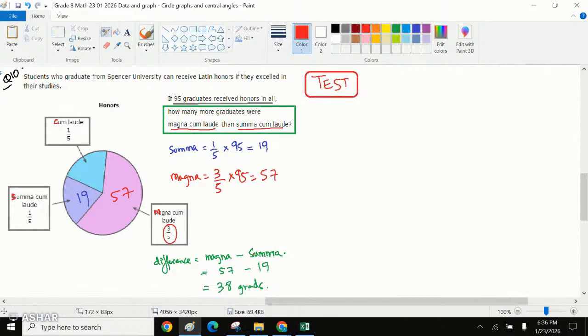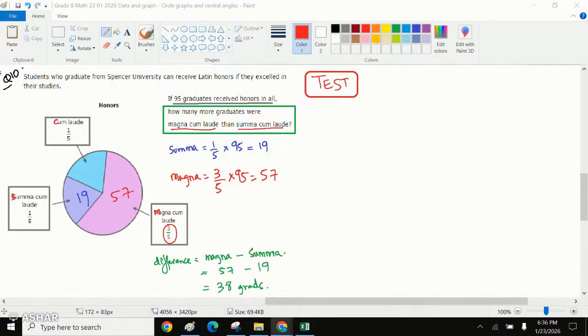I'll write down the test. Let's see. We can do the questions together, or I can do a few and whatever is left, you do it later. Okay, sorry, just a minute. I need to log in.